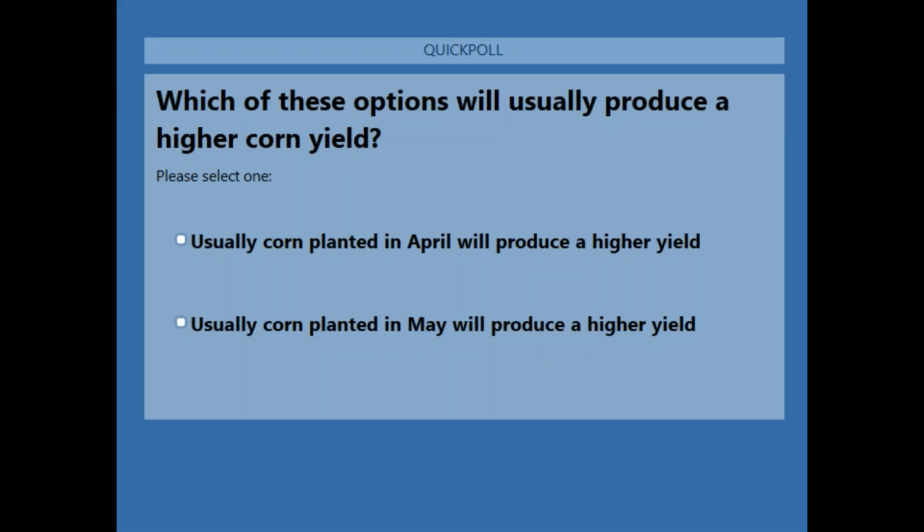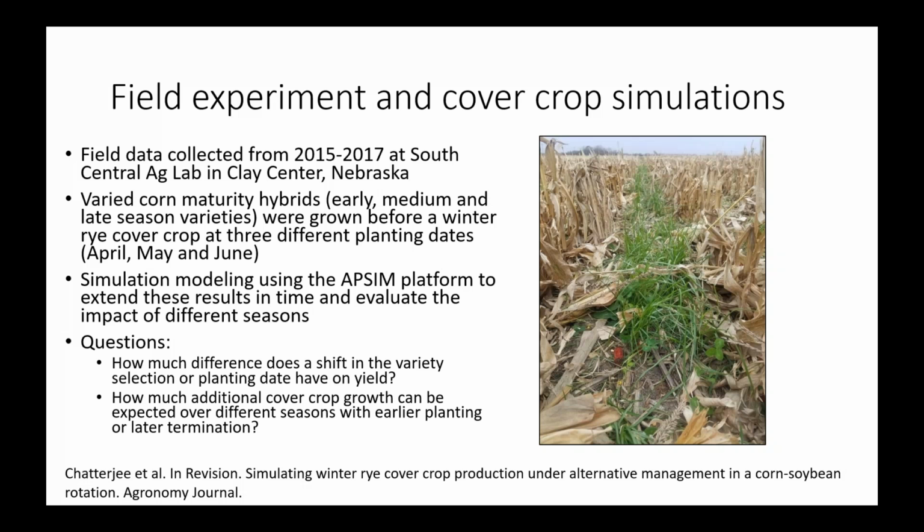So I have 2 poll questions for you right now. So which of these options will usually produce a higher corn yield? You can only pick one. So would corn usually planted in April produce a higher yield, or corn usually planted in May produce a higher yield? I'm eager to hear what people think on this one.